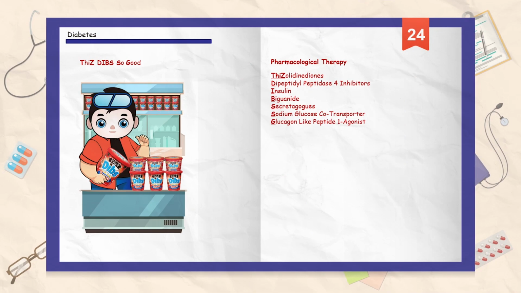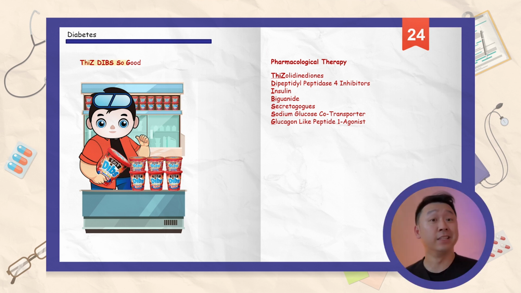Next, let's look at the acronym that may help us memorize all the different classes of drugs within the diabetic space. The acronym spells out "DIBS so good." The first letter stands for thiazolidinediones. D stands for dipeptidyl peptidase 4 inhibitors. I stands for insulin. B stands for biguanides. The first S stands for secretagogues. The second S, or SO, stands for sodium glucose cotransporter. And finally, the G stands for glucagon-like peptide.